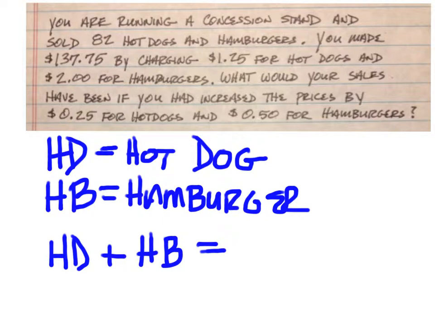137. Where do we get 137 from? I see, 137.75. That's how much money was made off of them, but the question is, if I add up the number of hot dogs and hamburgers, what should that be equal to? 82. It is given right here. You are running a concession stand and sold 82 hot dogs and hamburgers.